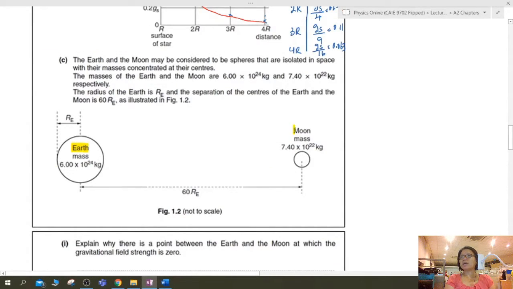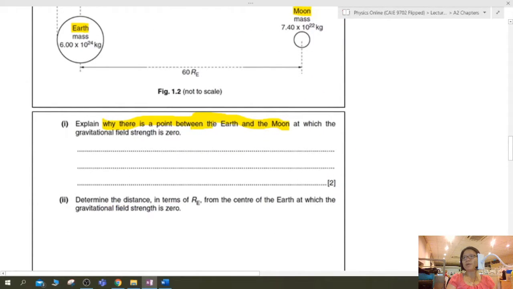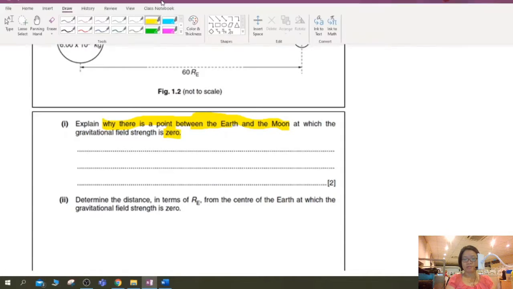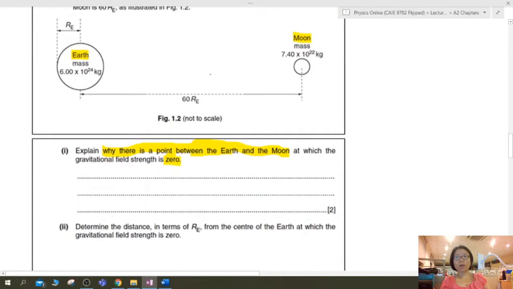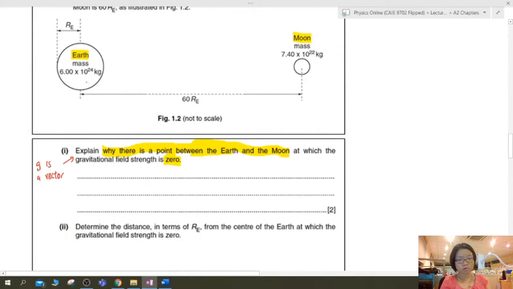Next question. The Earth and the Moon are considered to be spheres. You're given their masses. The radius of the Earth is RE. They are 60 times the radius of the Earth apart. Explain why there's a point between the Earth and the Moon where the field strength is 0. Well guys, I don't know whether you remember from the lecture, force is a vector. So force per unit mass is also a vector.